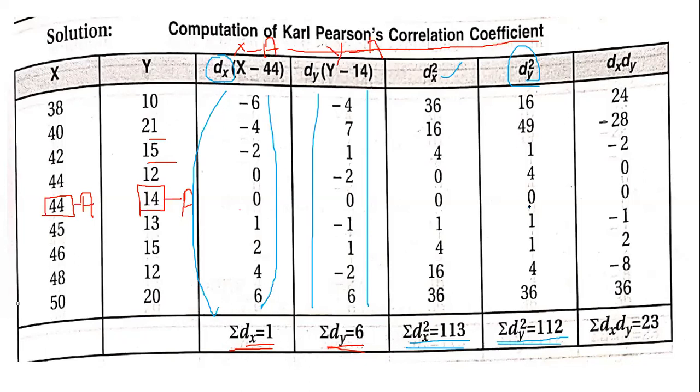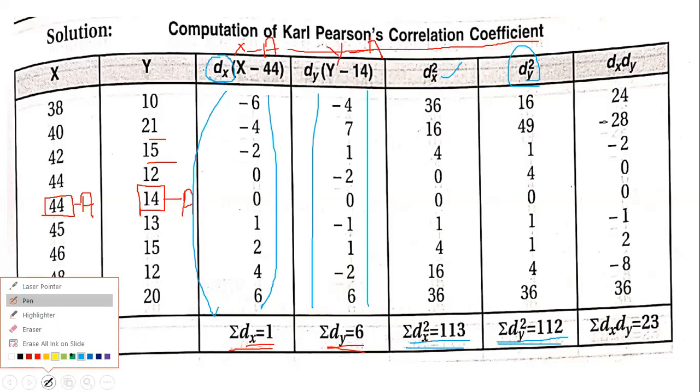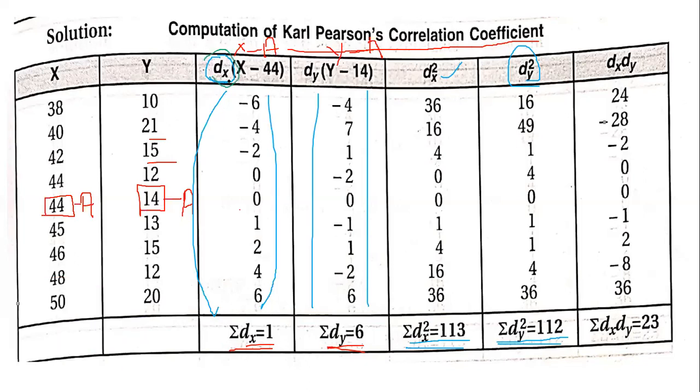Now, the last and final important value we have to find here is sigma or summation of dx dy. Come back to the same columns of dx and dy here and multiply them. I'll choose a different color for you to understand. You are supposed to multiply dx and dy, so you will be multiplying these two columns. Which will be minus 6 into minus 4, 24. Minus 4 into 7, minus 28.